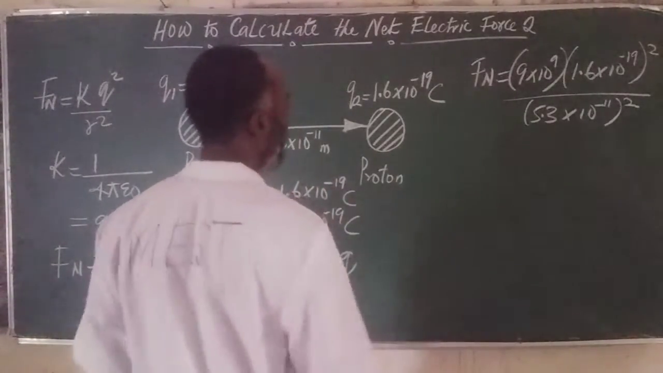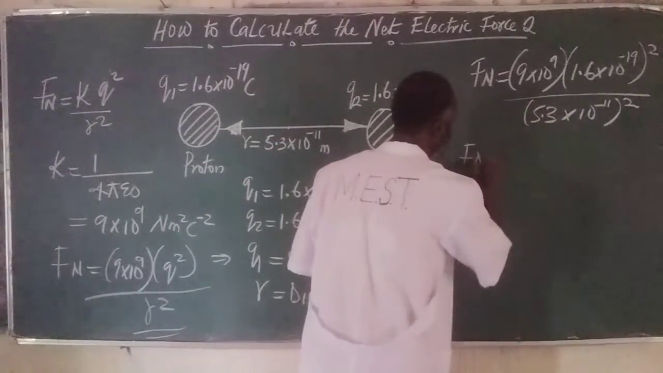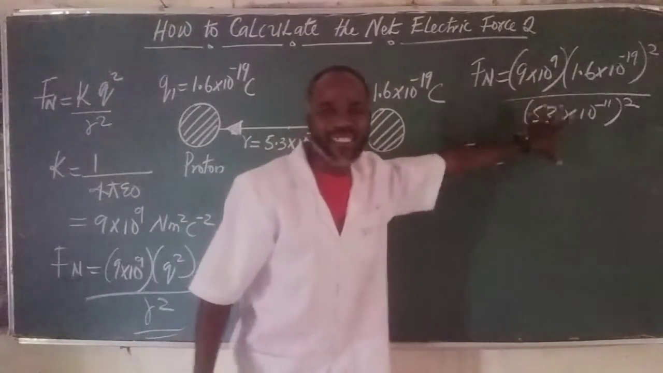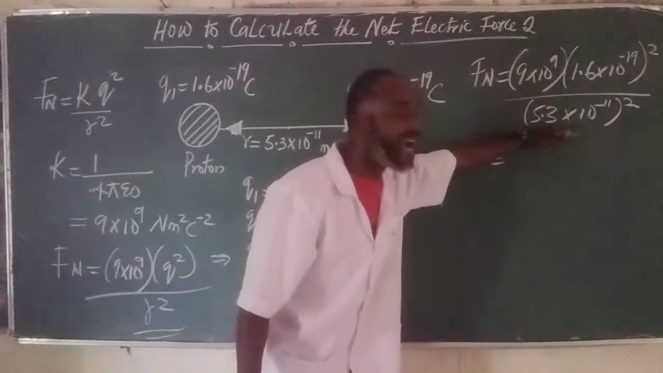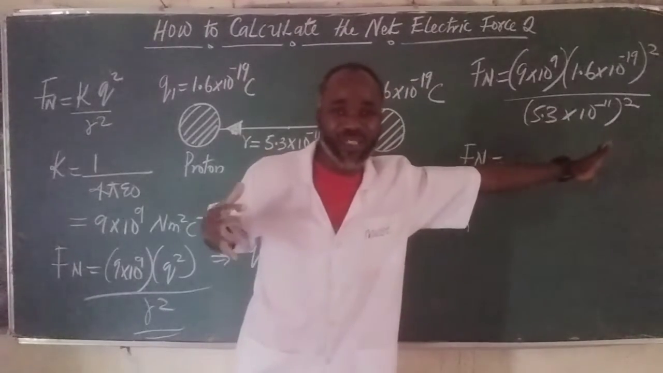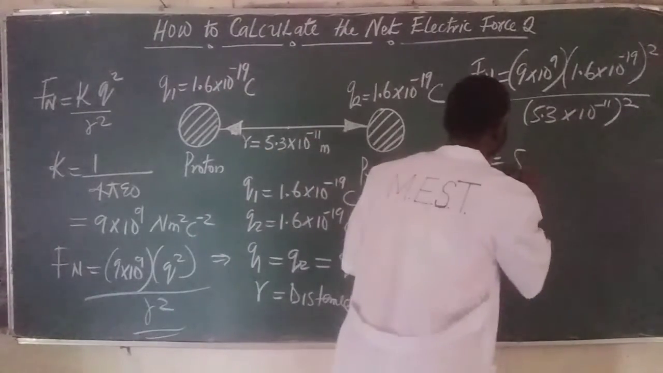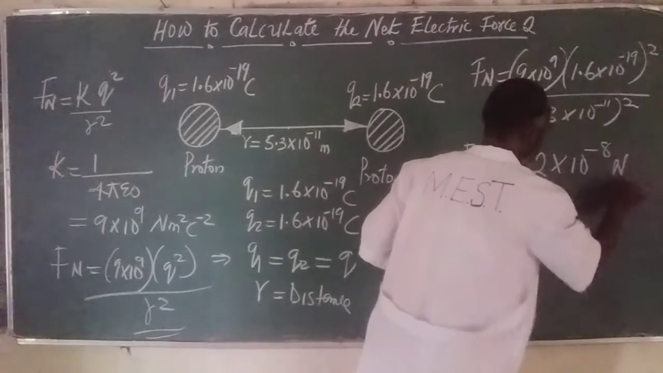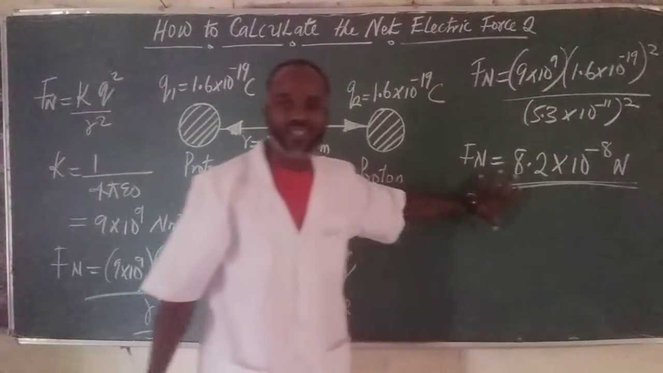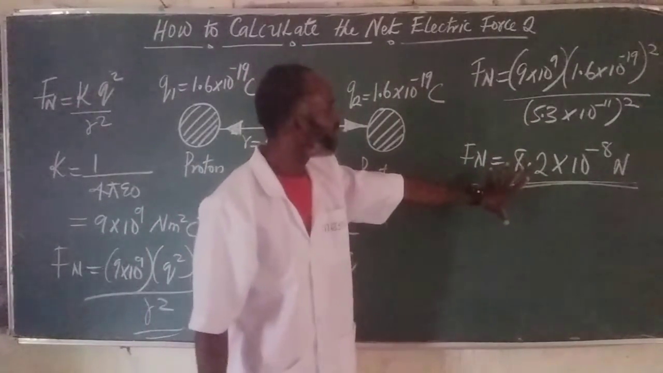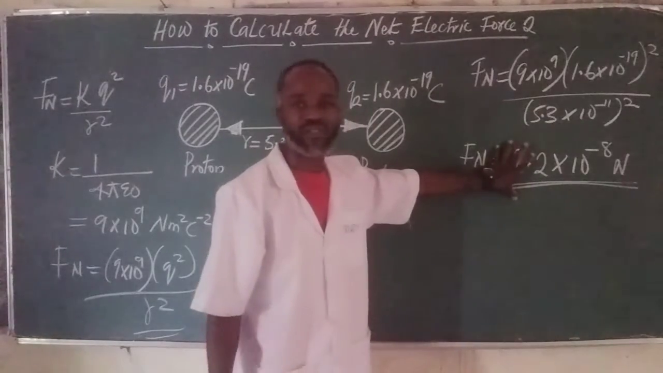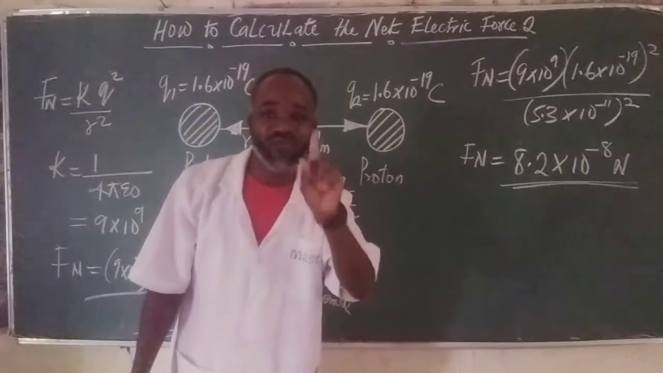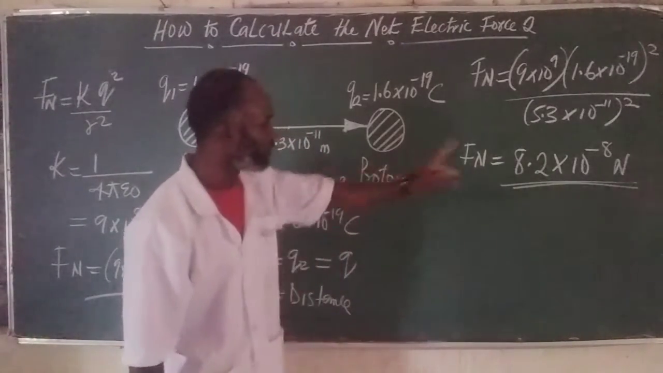Okay, let's go. What we have here is very simple. Now we have found this. Fn is going to be, by the time we simplify all of this and then divide by the distance separating them, we are going to arrive at 8.2 times 10 raised to the power minus 8 newtons. Look at it. You can see this is the force acting on these two protons, even though they have the same charge. We must take note of this.